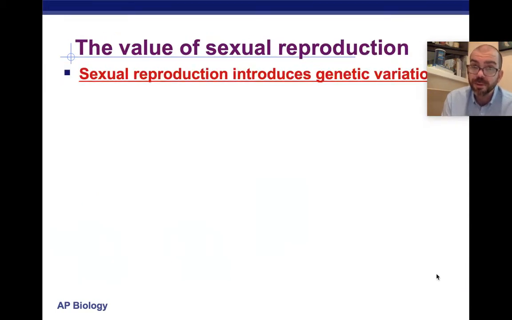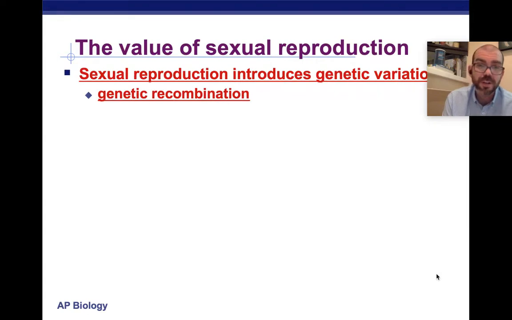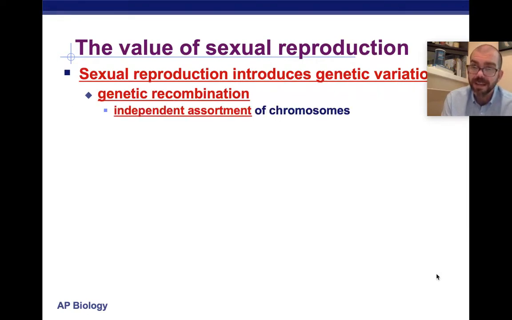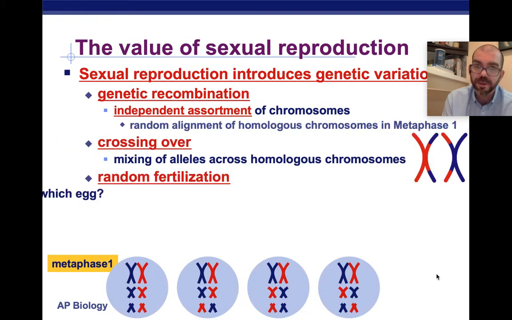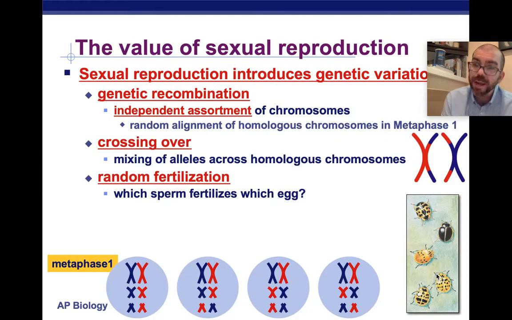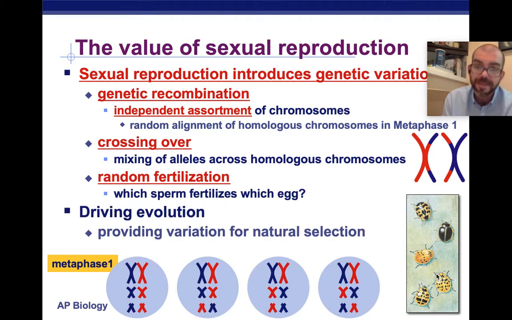There's a lot of value to sexual reproduction. It introduces genetic variety or diversity. Independent assortment did that, and crossing over did that. There's also randomness added in what sperm meets one egg. There are millions of sperm. There are hundreds of thousands of eggs in an ovary. Which one ovulates out and which sperm meets that egg is also completely random. So you're adding diversity on diversity on diversity. This provides an advantage in evolution.